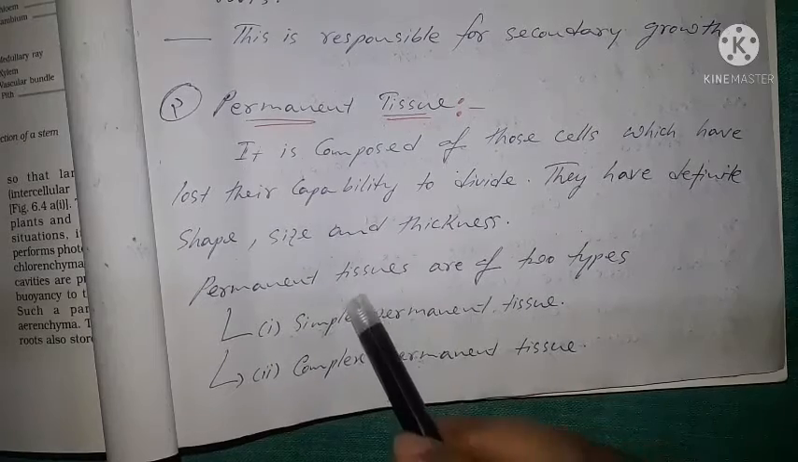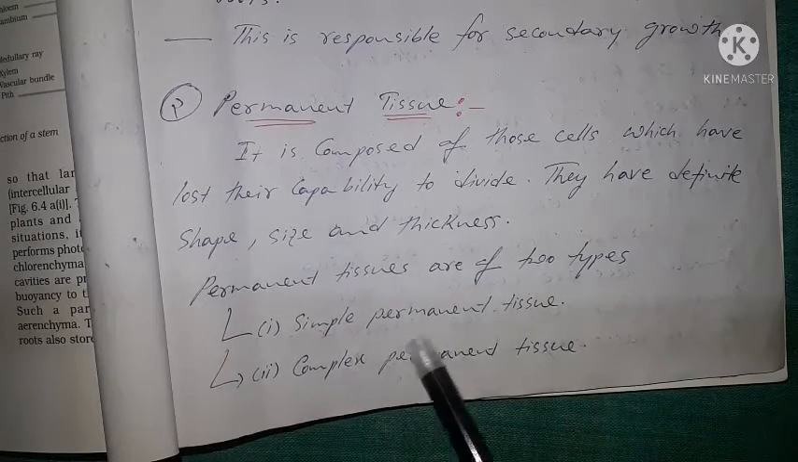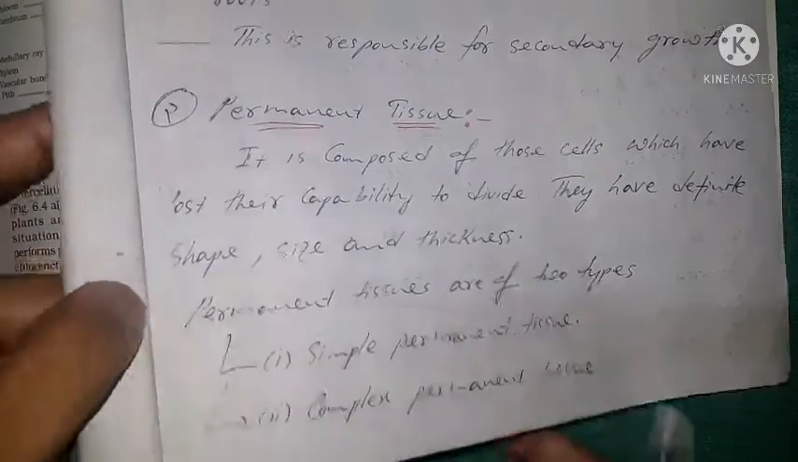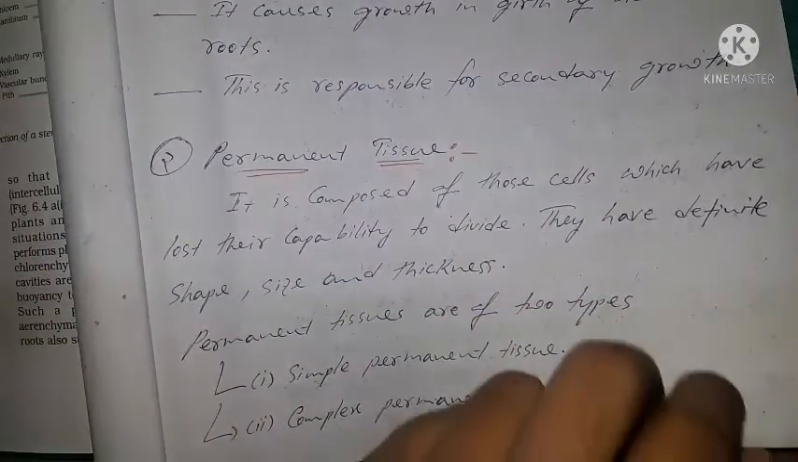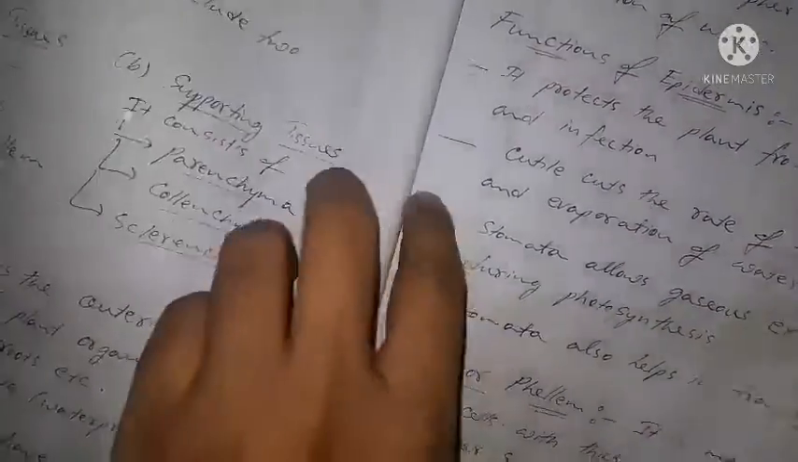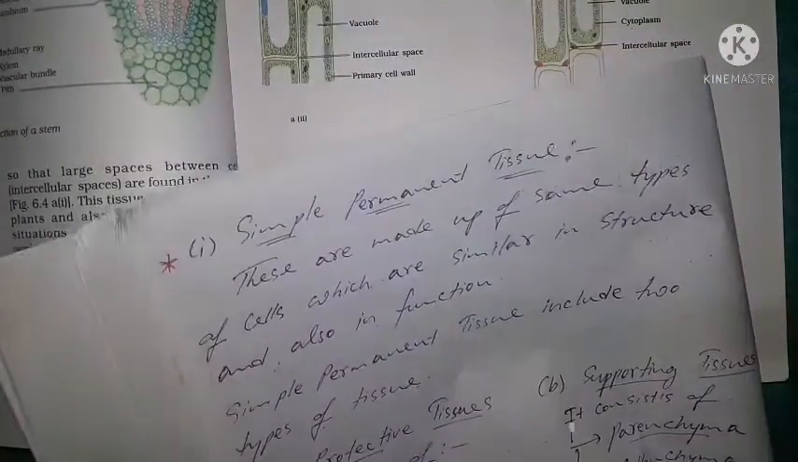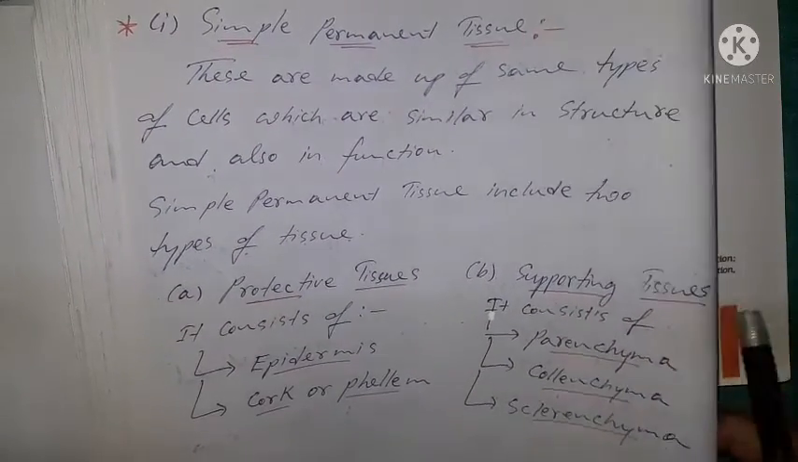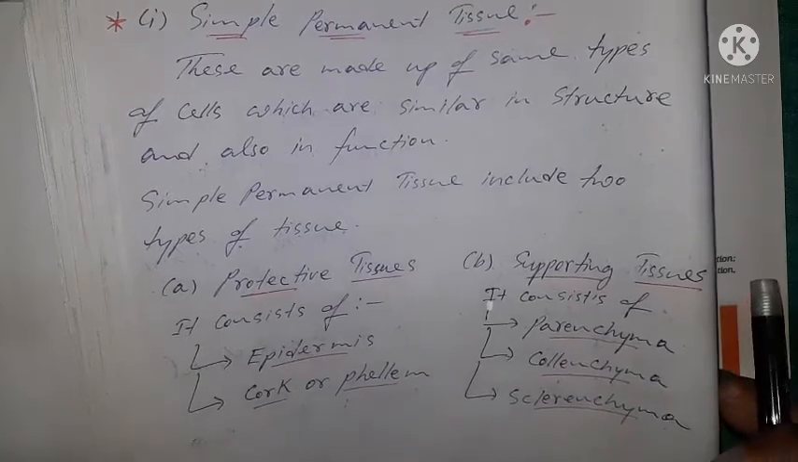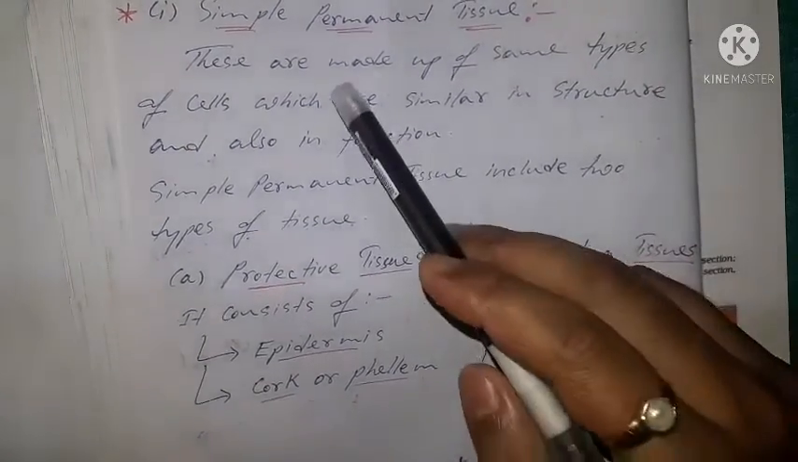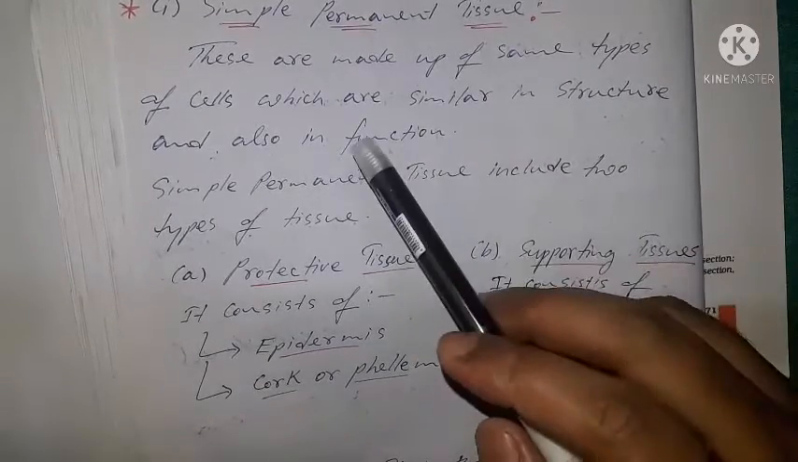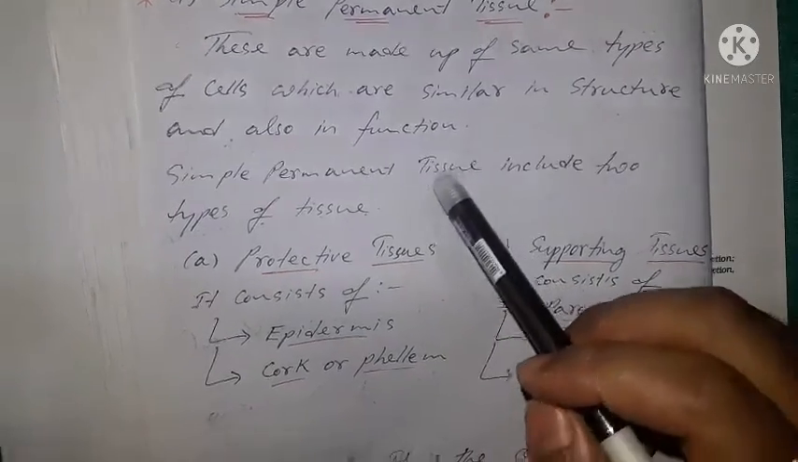These permanent tissues are of two types, that is simple permanent tissue and complex permanent tissue. Simple permanent tissue is made of the same types of cells which are similar in structure and also in function.